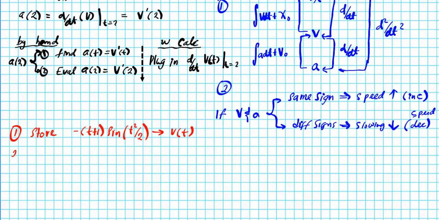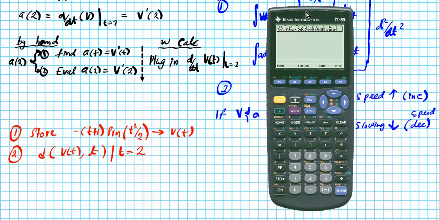Having stored it, now we're just going to find the derivative of v of t. The independent variable is t, of course, so with respect to time. That differentiates the velocity function and gives us the acceleration at any time t. But we want to evaluate the acceleration at t equals 2 seconds. So we're just going to evaluate the result at t equals 2. So we're going to have the calculator do two things for us, differentiate and then evaluate, simultaneously. All right, so let's take a look at how to do that.